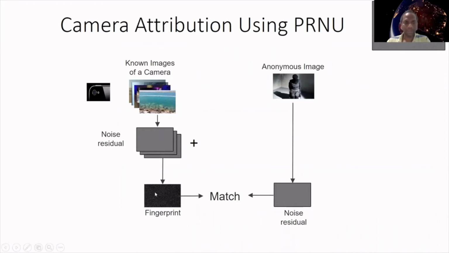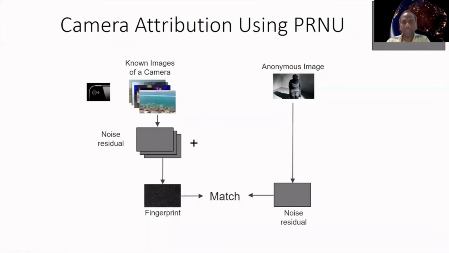And therefore it becomes a fingerprint, which we then store in a database. At a later stage, when we have an anonymous image, and the question we are going to answer is whether this particular image has been taken by this particular camera or not, then similarly we get a noise and match the noise with the fingerprint that we had computed before. And if there is a match, then we say that this anonymous image has been taken by this particular camera.